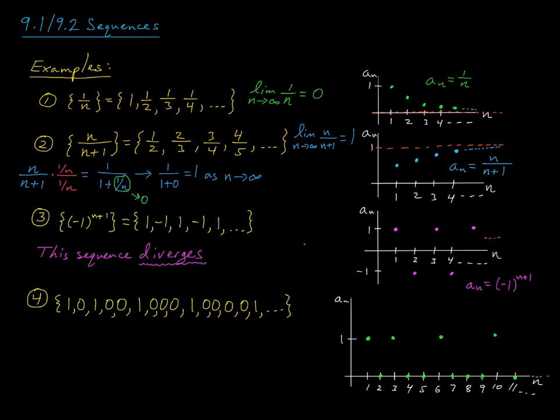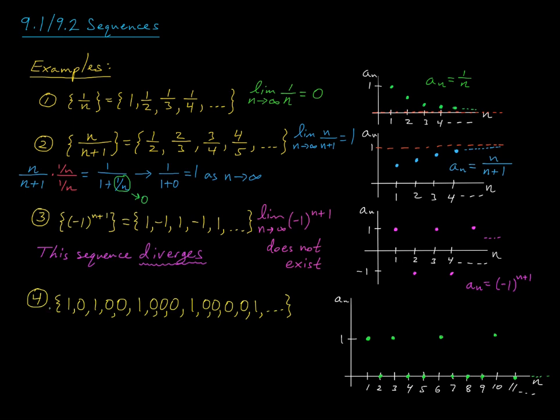Another way to say that, as we mentioned before, is that the limit here does not exist. We just say this does not exist. So this is a divergent sequence. We're not approaching a single value there.